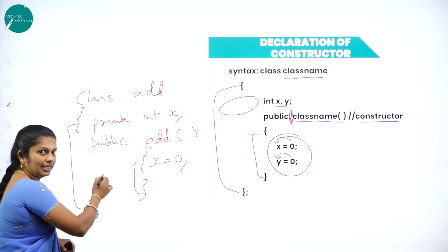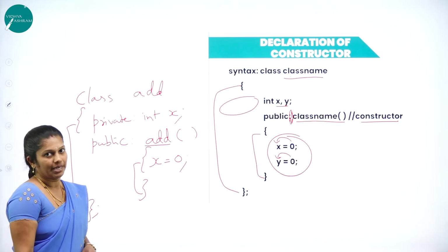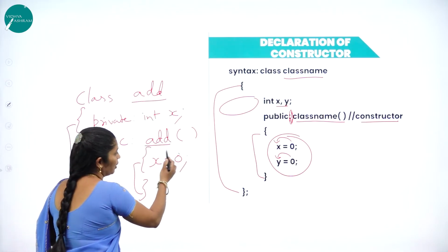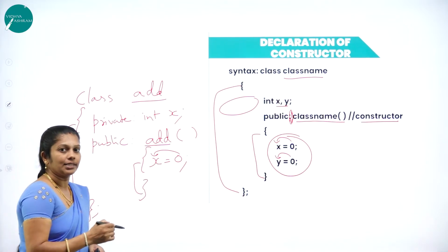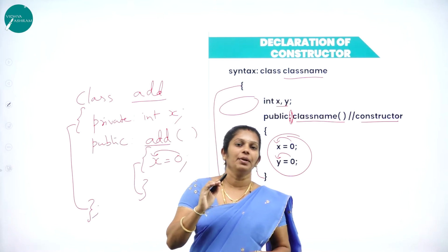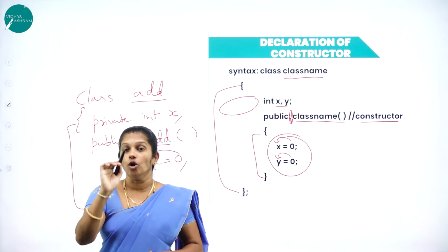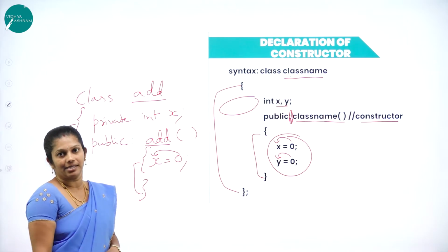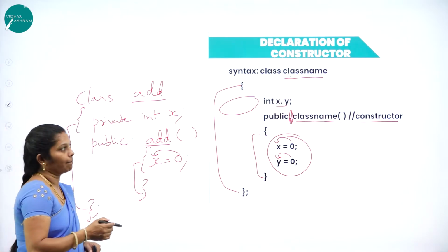It means that in this example, we have only one function. That function name is add and the class name is also add. And here we can perform only initialization. Whereas the constructor definition itself tells you, a constructor is a special member function used to initialize the object. Only we can perform initialization of an object automatically.